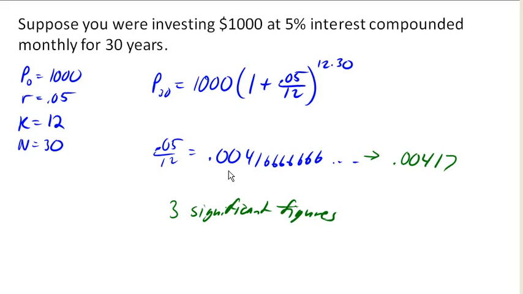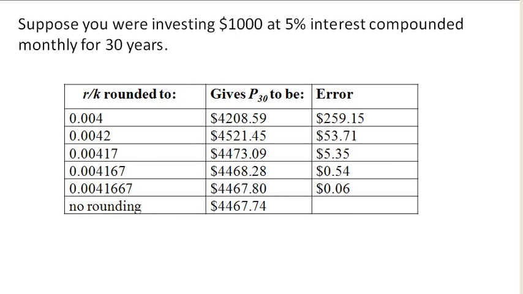To sort of see why, here's a little table of values. If we rounded that to 0.004, it would give our answer as 4208.59, which is $259 off from the correct answer. That's a really big error, and that is a big problem. If we kept one more decimal place, then we'd only have $53 of error. If we keep those 3 significant digits, now we're down to $5 of error. Now, $5 out of 4,500 is not too big of a deal as long as you're not a banker.